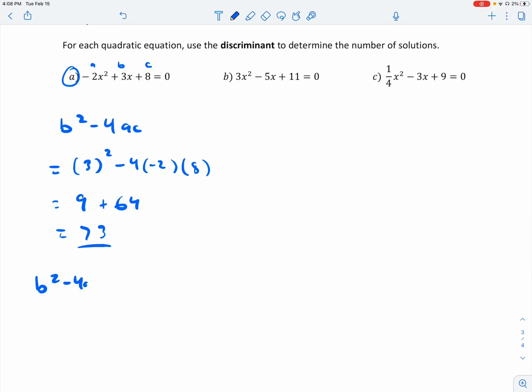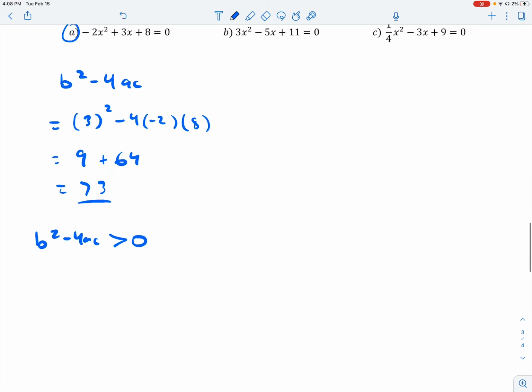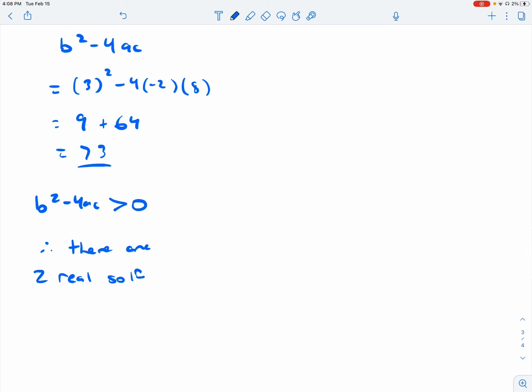So b squared minus 4ac is positive. Okay, if it's positive, then it means there's going to be two solutions when you do the quadratic formula. So therefore, there are two real solutions. Okay, they're not only real solutions, they're also distinct as well. So we're going to put in here distinct solutions as well, which means they're not the same solution. They're going to be different from each other, and there are two of them.